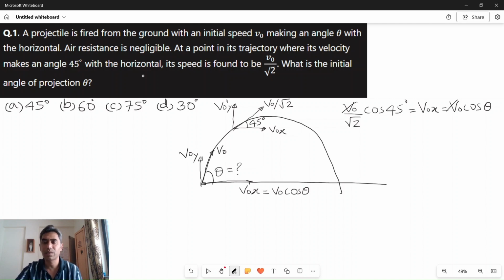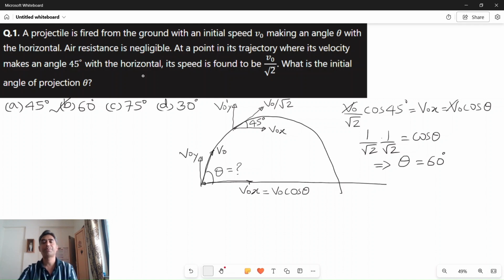Now cos 45 is 1 by root 2. So 1 by root 2 into 1 by root 2 is equal to cos theta. So 1 by root 2 into 1 by root 2 is half. So if cos theta value is half, theta will be equal to 60 degrees. So it is option number B.